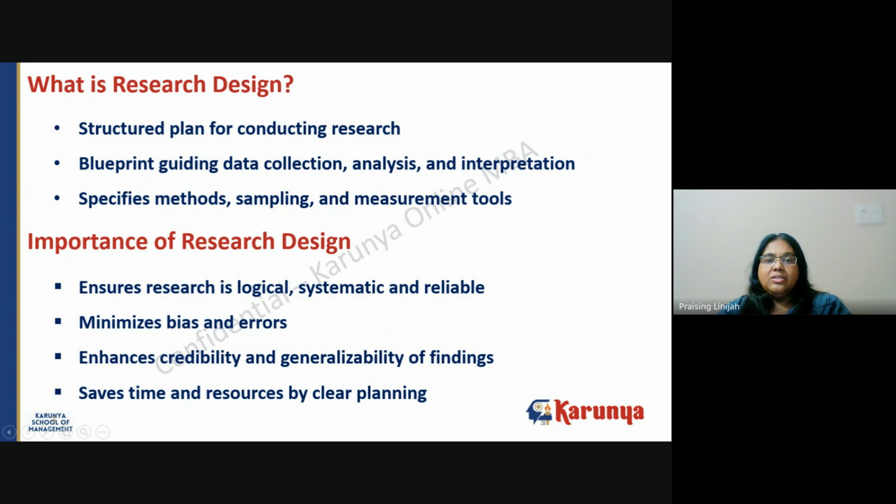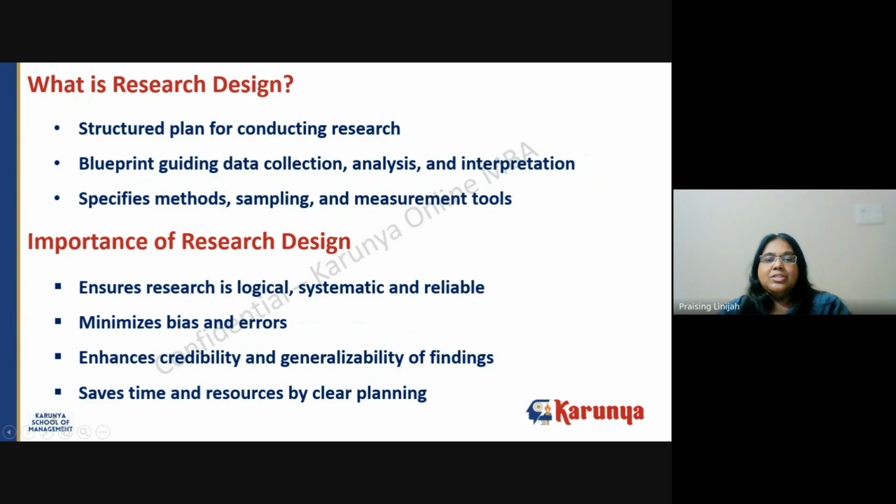What is research design? Think of a research design as the blueprint or the master plan that guides your entire research journey. Just like an architect wouldn't start building a house without having a proper detailed plan, you cannot conduct meaningful research without a solid research design.